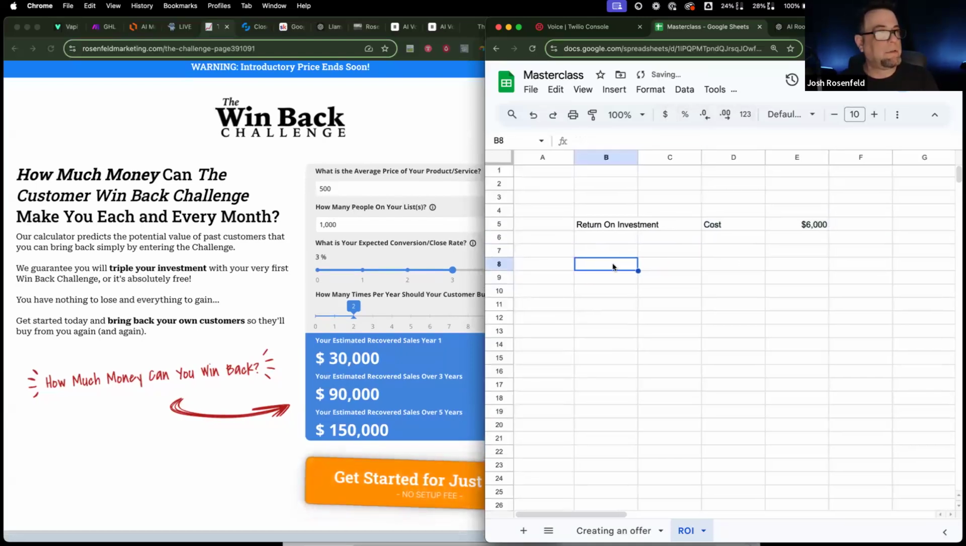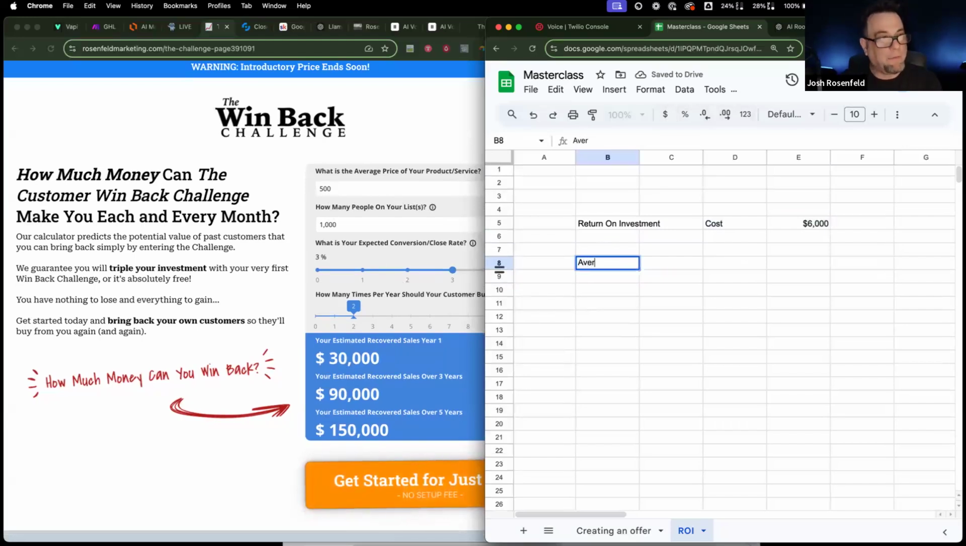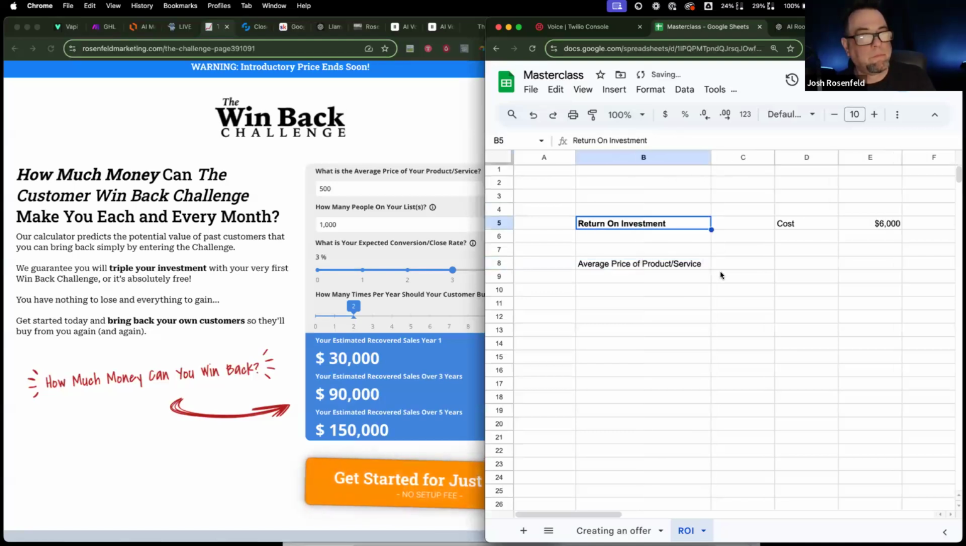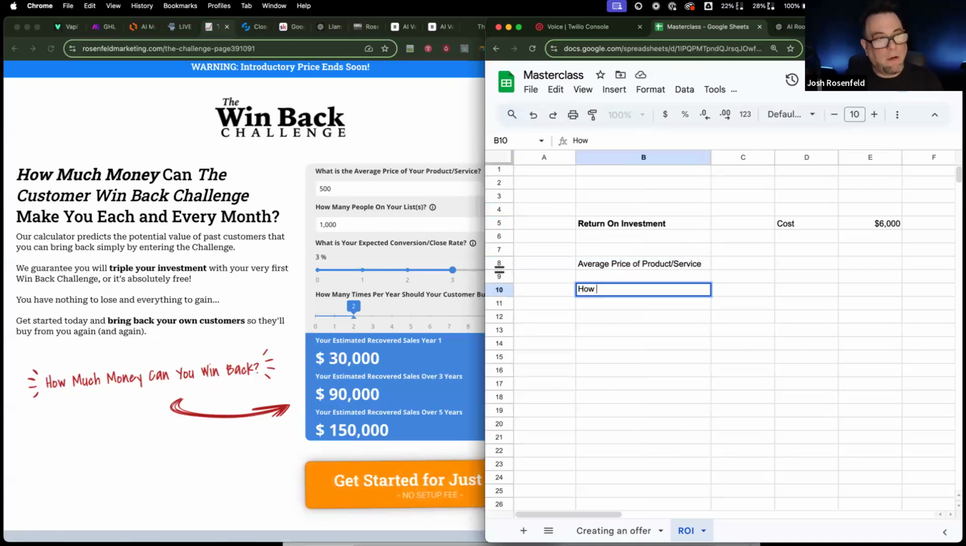Okay, so let's do this. I'll do average price of product or service. Like a product, if they're selling something, or if they're offering something, dental, roofs, whatever, doesn't matter. Then you have how many people on a list. You could do something like how many after hours calls per month. I would also do how many missed calls during the day.